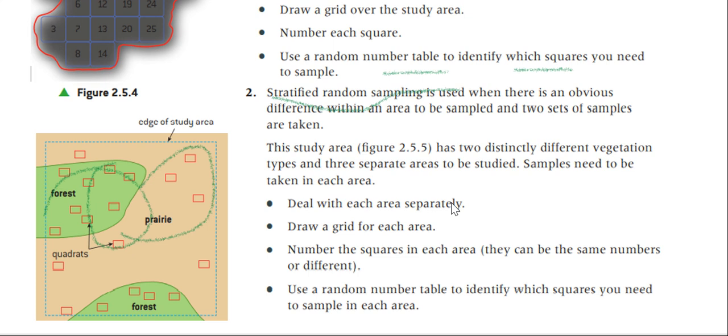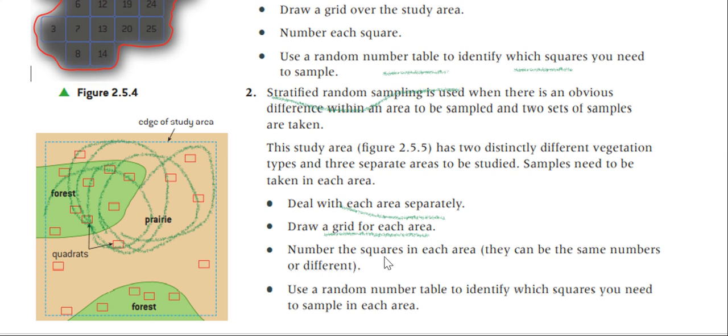For example, one can be dry land, and one can be grassland or whatever. It can be different vegetation, right? Or it can be three separate areas to be studied. Whatever, that doesn't really matter, but it has to be at least two. So you deal with each of the areas separately. You can see forest is different and prairie is different. Then you draw a grid for each area, and you can see the grids have been drawn.